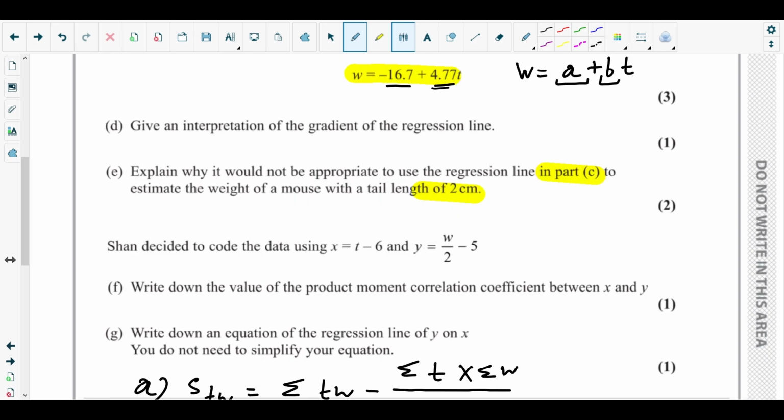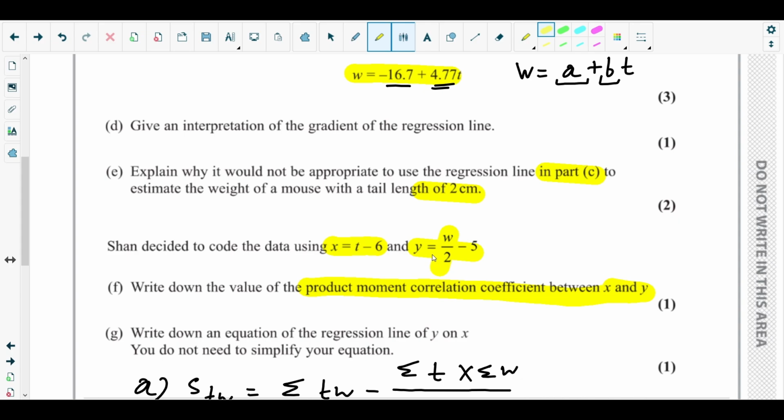Okay, so next is part F. Before part F, they have said something. Shan decided to code the data using x equals t minus 6 and y equals w over 2 minus 5. So Shan has coded the data using this coding formula. Part F asks to write down the value of the PMCC between x and y.